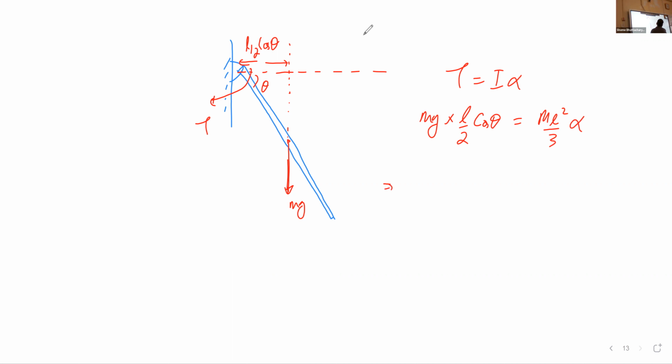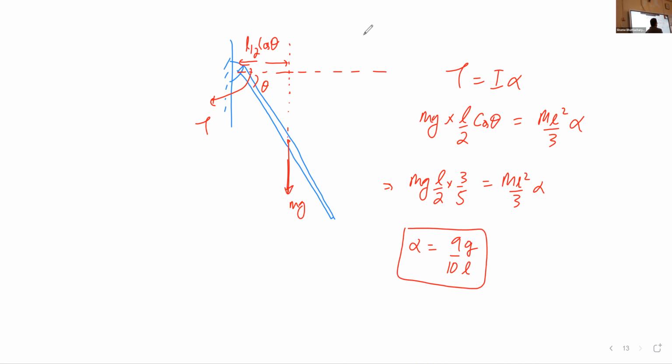So alpha is becoming 9g by 10L, is it? This is the angular acceleration I'm getting at theta equal to 53 degrees.